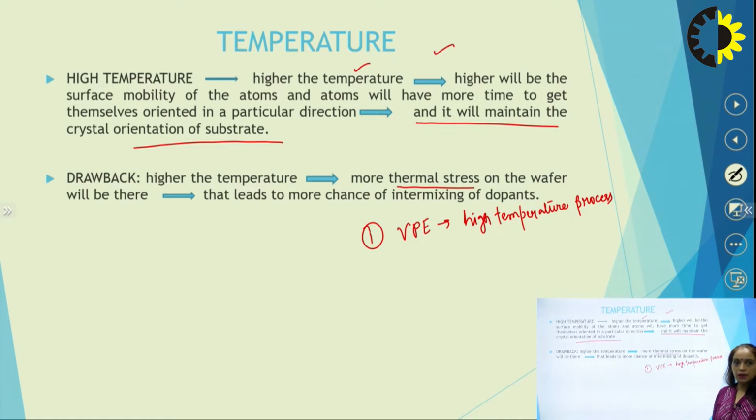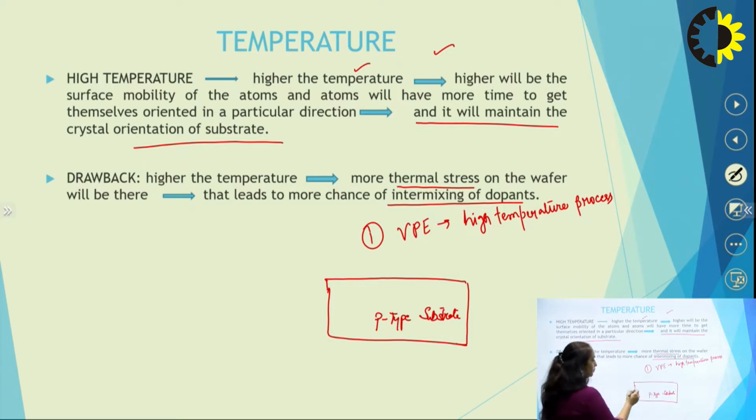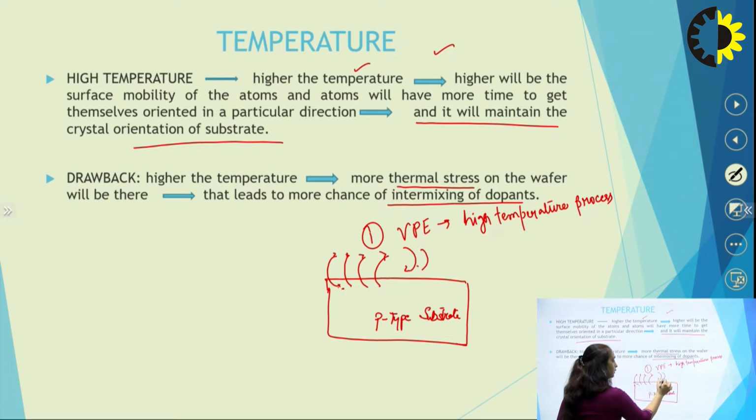If there is more thermal stress on the wafer, the chances are the dopants will be mixed into the epitaxial layer. Suppose we have this P type substrate. Because of the high temperature, the atoms present in this P type substrate may out-diffuse, and during the growth of the epitaxial layer, they get mixed with the compounds and finally resettle themselves in the epitaxial layer.